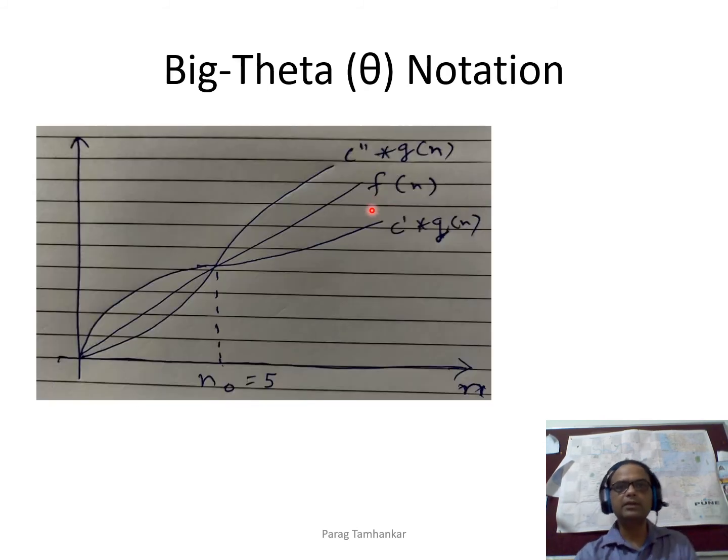What we are doing, we are placing both the bounds. Starting from a certain value of n naught, f of n would always lie in between c dash into g of n and c double dash into g of n. f of n would never go below c dash into g of n, and f of n would never exceed c double dash into g of n. It would always lie in between. So we are placing an upper bound as well as a lower bound over here. Both the bounds are placed over here in case of big theta notation.